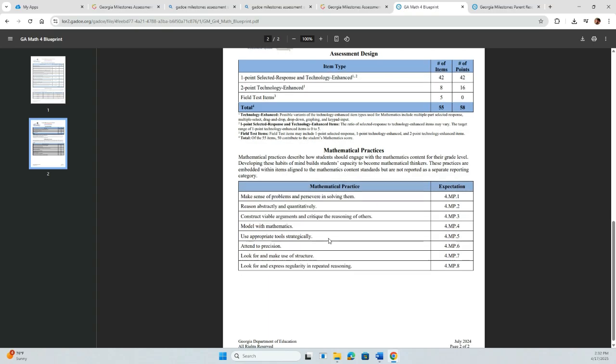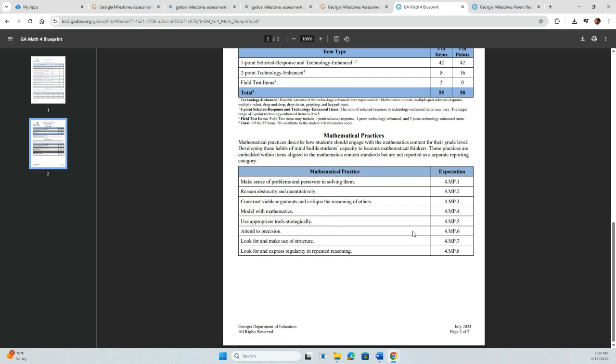So, with that being said, one of the other slight differences, these are not standards. These MP1, MP2, they're not technically standards, but they're mathematical practices. And this says where the student should be at their grade level, what they should be thinking at their grade level, what they should be doing with these particular things at their grade level. They're not as much standards as they are expectations.